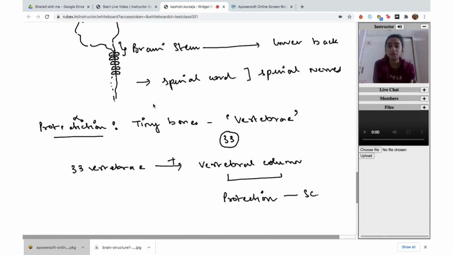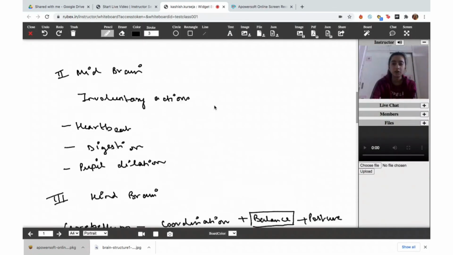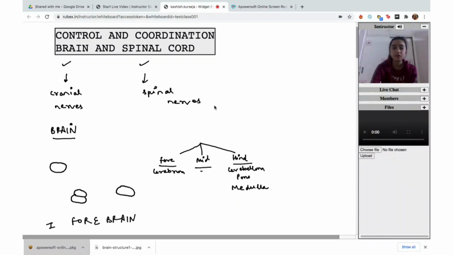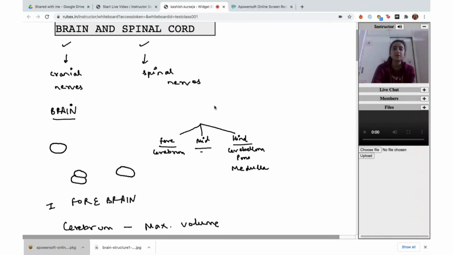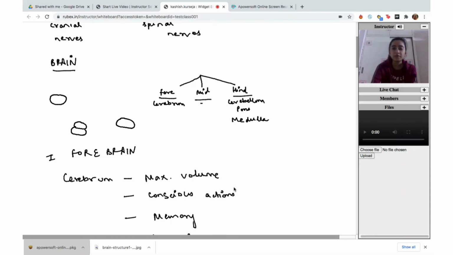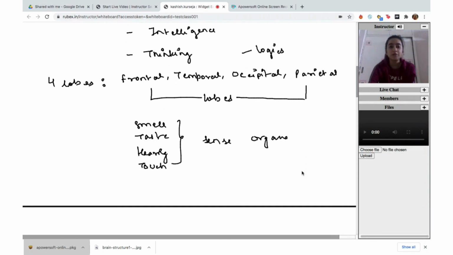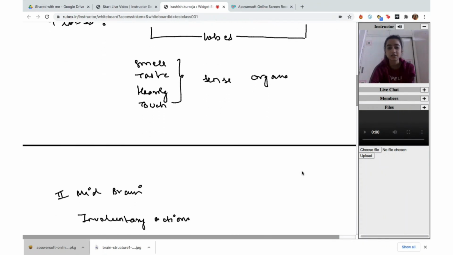So this is what we had to cover today, brain and spinal cord. Let's just have a quick overview of the topic. So control and coordination was brain and spinal cord today. Brain associated with cranial nerves, spinal cord associated with spinal nerves. Brain was divided into 3 parts: forebrain, midbrain, hindbrain. Forebrain we considered studying the cerebrum, the thinking part, the logical part of the brain. So again we could also add in this point that the cerebrum is actually associated with logics also. So just adding that in. We have 4 types of lobes: frontal, temporal, occipital, parietal, associated with the receptors for sense organs in the body.